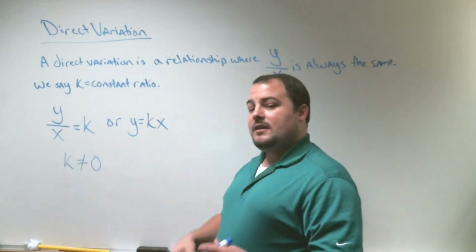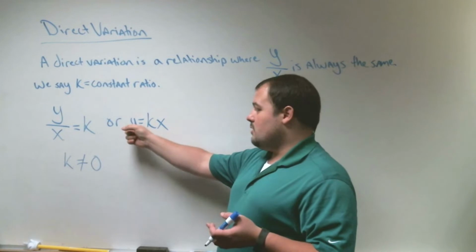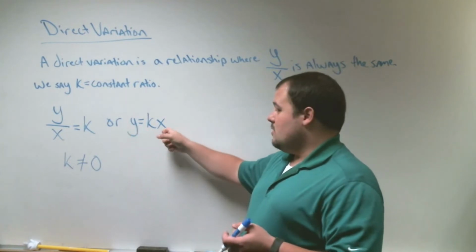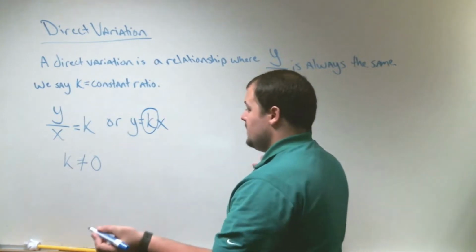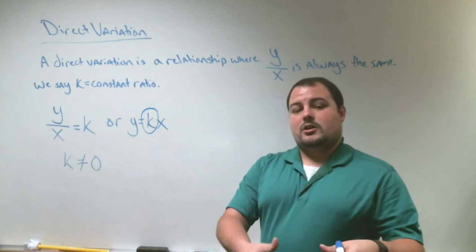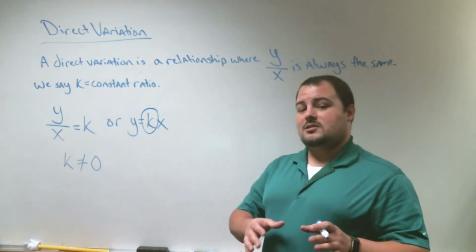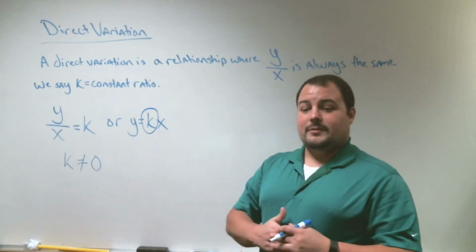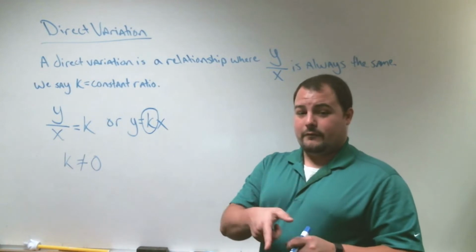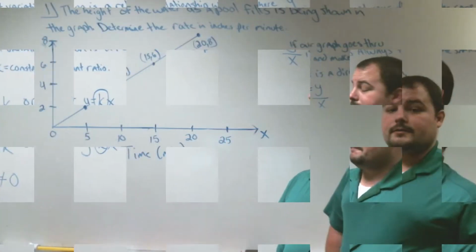That goes right here. Now, if we're writing it in an equation, we leave the y alone, we leave the x alone. The only thing we change is the letter k, because k is our direct variation. As long as it's always the same number whenever we take y divided by x, it's a direct variation. Let's look at our first example and see what I'm talking about.